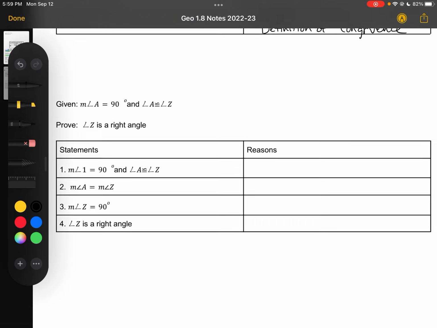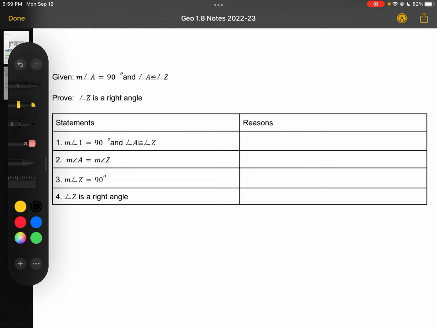All right, we are going to finish up with one final proof here. So in line 1, for this proof, the measure of angle A is 90, and A is equal to Z. Prove that Z is a right angle. So I'm going to have you answer what is the reason for statement 1. Well, as always, first line, given.